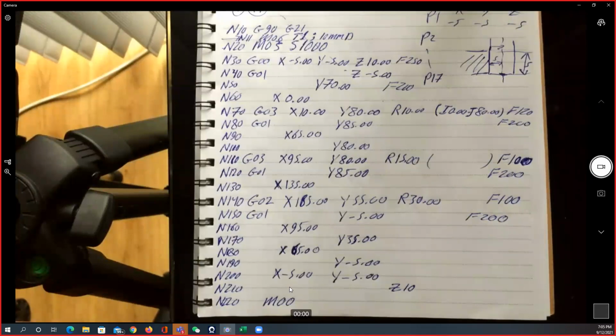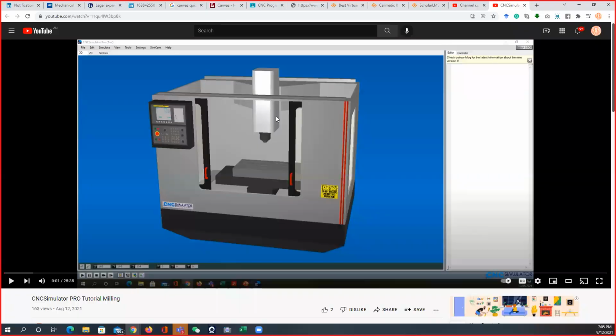Now we're going to the simulator part. Okay, so that's a simulator called CNC Simulator Pro, trial version. This can last for one month, and you can download it on your computer for free. It's going to give you a three-dimensional simulation of your part. Very easy. You only need to put your code here on that side and run it. But there are certain setups required.